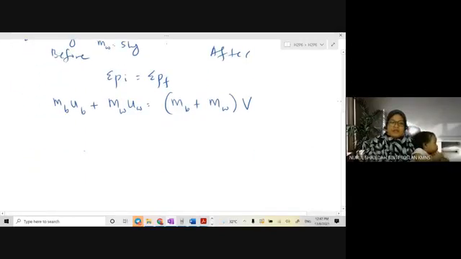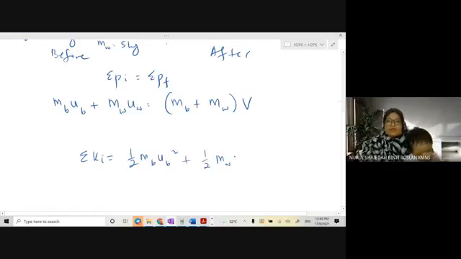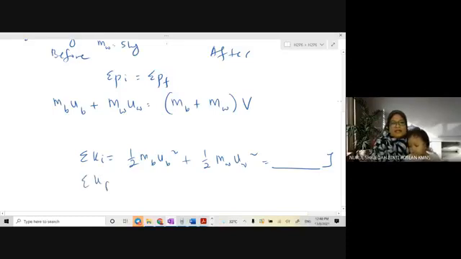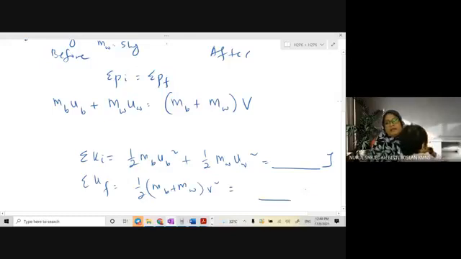Okay, satu lagi you kena guna ni lah, cari kinetic energy initial iaitu half M bullet U bullet square tambah half M wooden U wooden square. Okay, dapatkan nilai joule. Okay, lepas tu cari kinetic energy final iaitu half M bullet tambah M wooden V square. Dapatkan unit joule. Sepatutnya tak sama. Kalau you dapat tak sama, memang terbuktilah dia adalah inelastik.